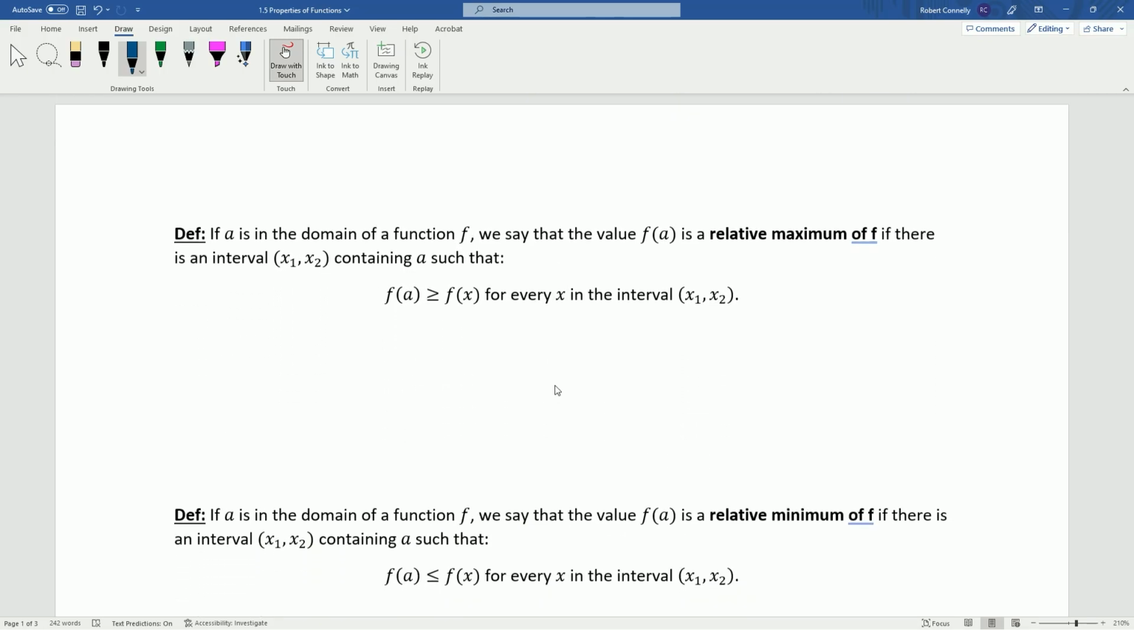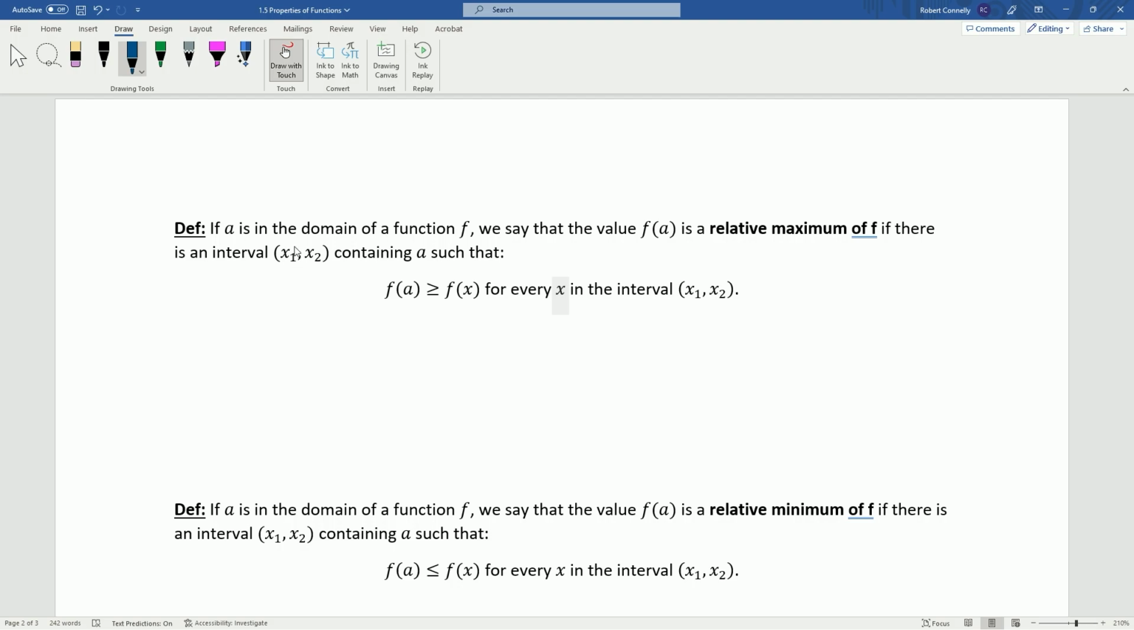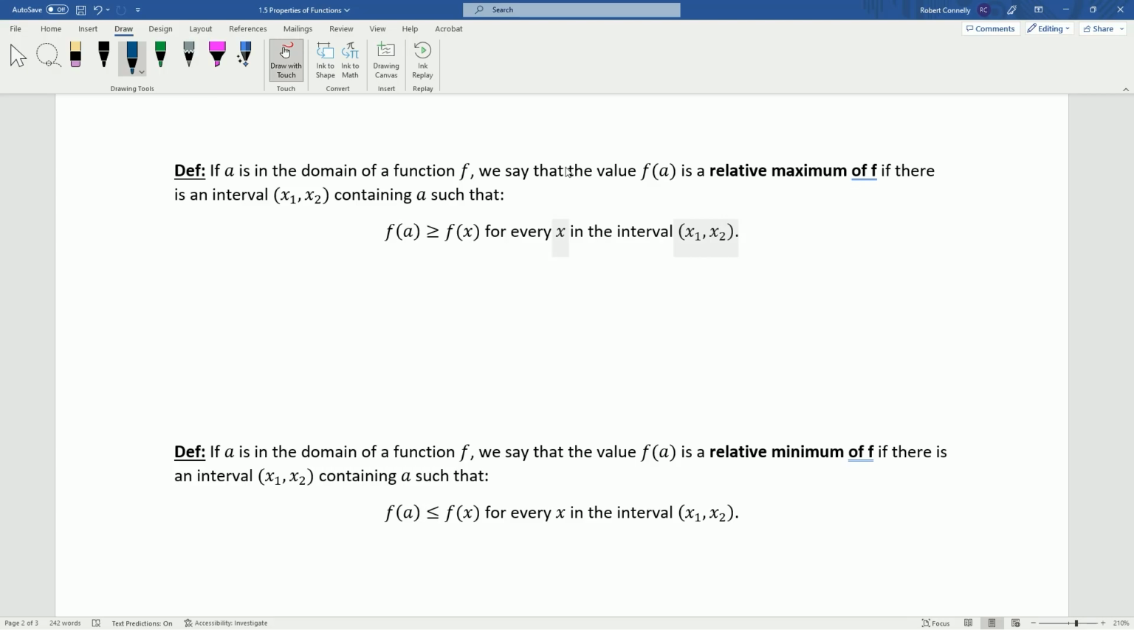Okay, so another definition. If a is in the domain of a function f, we say that the value f of a is a relative maximum of f if there is an interval around a, so an interval x1 to x2 containing a, such that f of a is greater than or equal to f of x for every x in that interval. Let's see what that means in a picture. So here, this will be a, and our graph will look something like this.